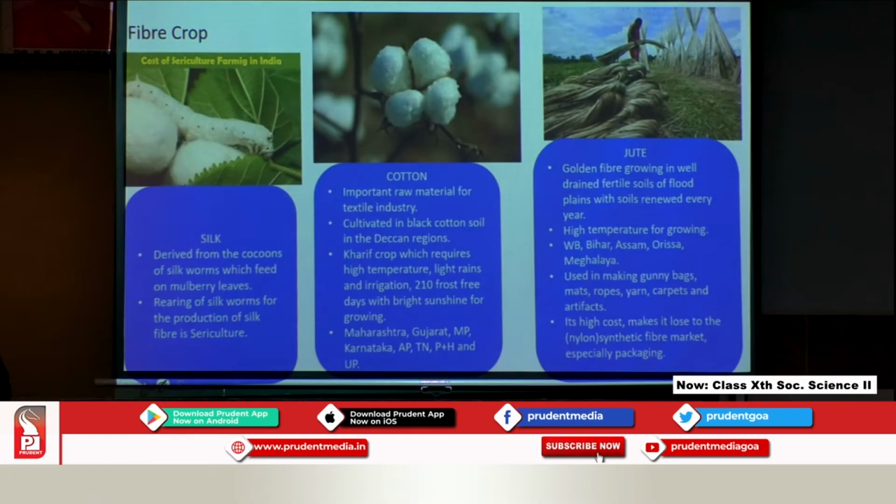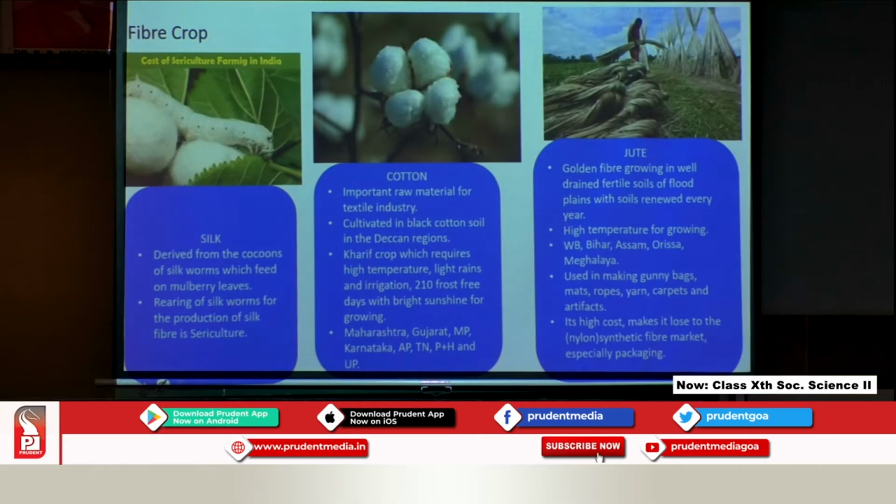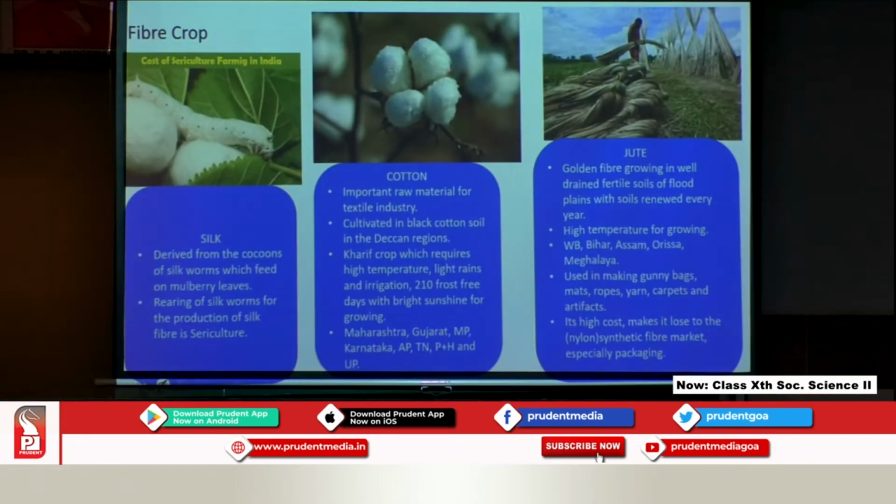Next we come to the other crops which are fiber crops. So food crops are over, this is fibers. The first fiber that we need to study is silk. You will see the silkworm there. The silkworm is eating the mulberry leaves and they have made the cocoon. So silk as a fiber is basically derived, and you already know about it, from the cocoons of the silkworms which feed on mulberry leaves. So what is sericulture? It is the rearing of silkworms for production of silk fiber is defined as sericulture.